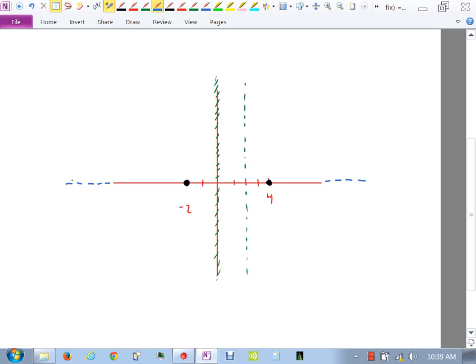Now what? Test points. What test points should we get here? How many will we have? We have 5, right?